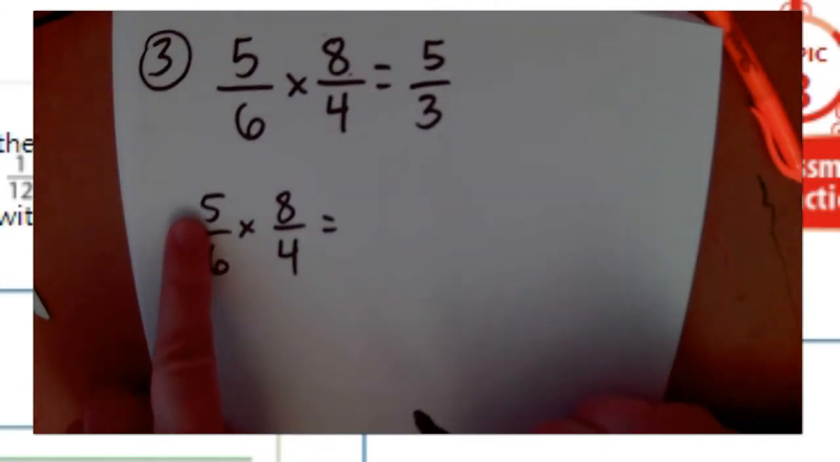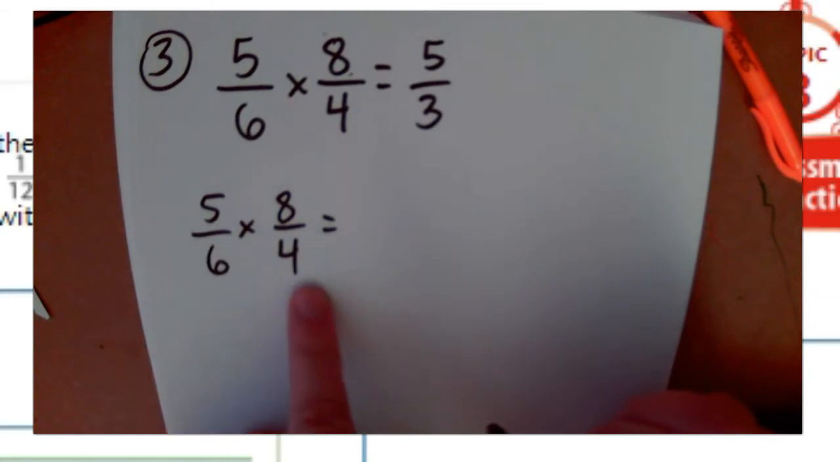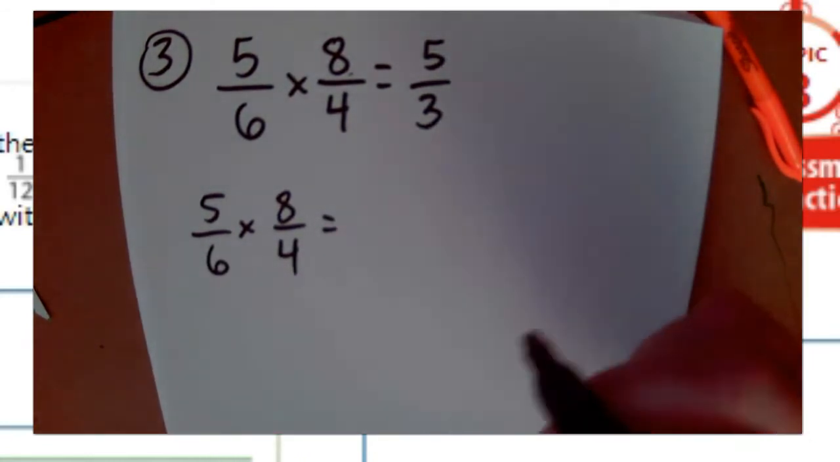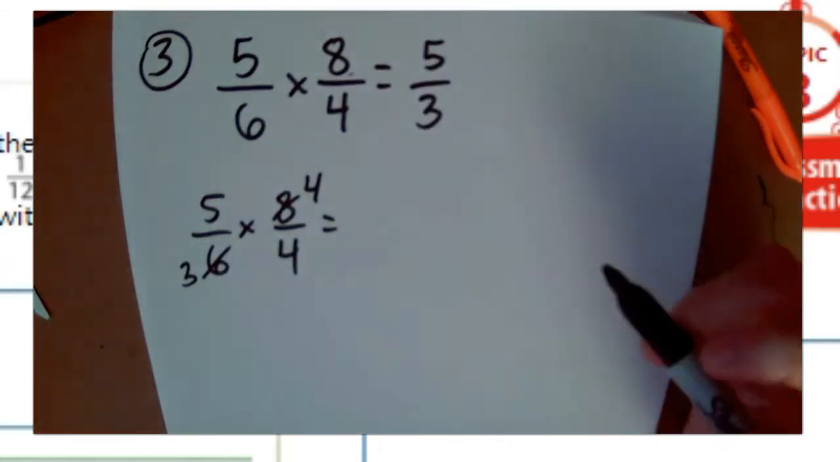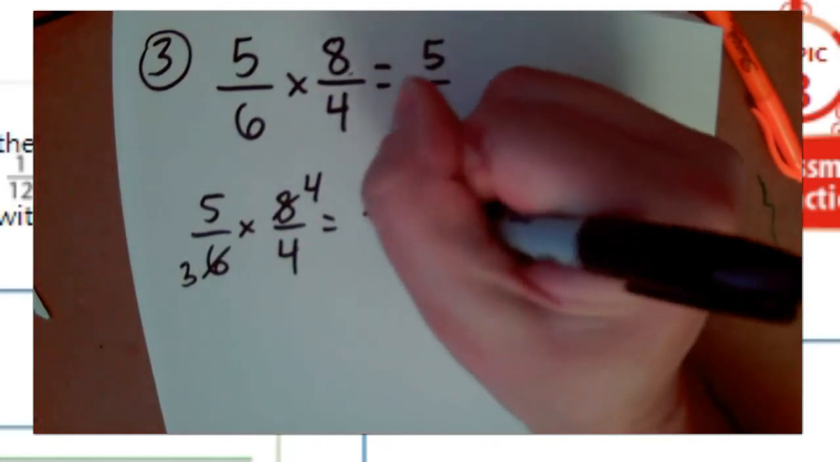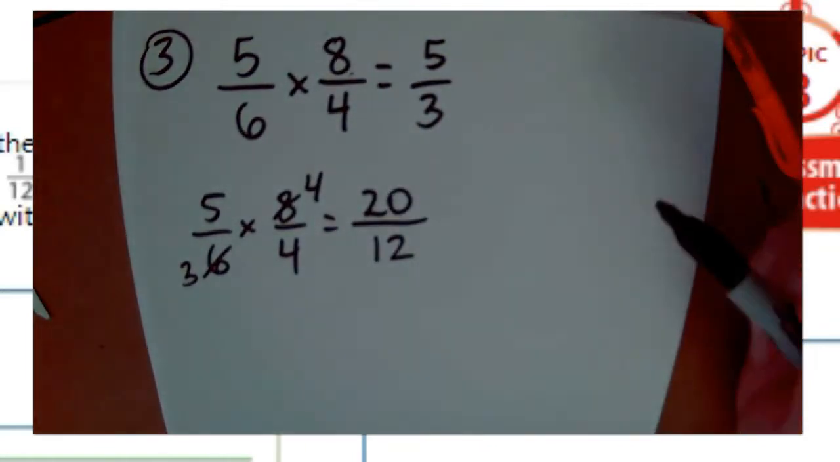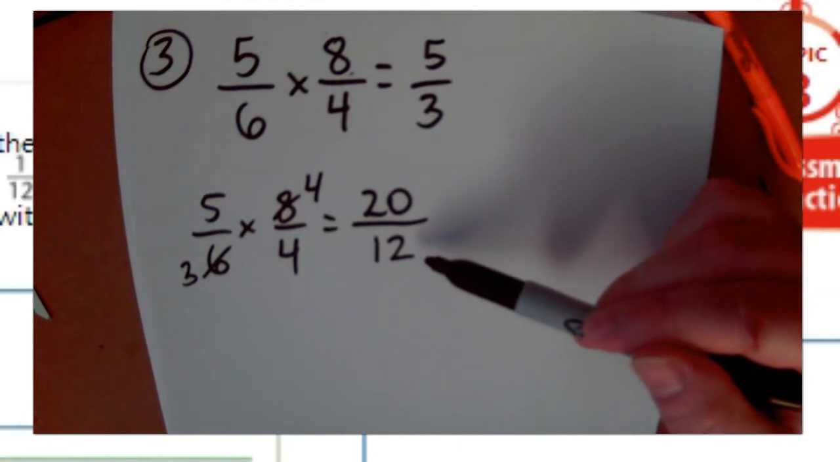So I might think about cross-simplifying. 5 and 4, that's not going to work out. They don't have any common factors. But 6 and 8 do have a common factor of 2. 6 divided by 2 is 3, and 8 divided by 2 is 4. That's going to make things a little bit simpler, right? So 5 times 4 is 20, and 3 times 4 is 12. Well, let's see. 20/12.